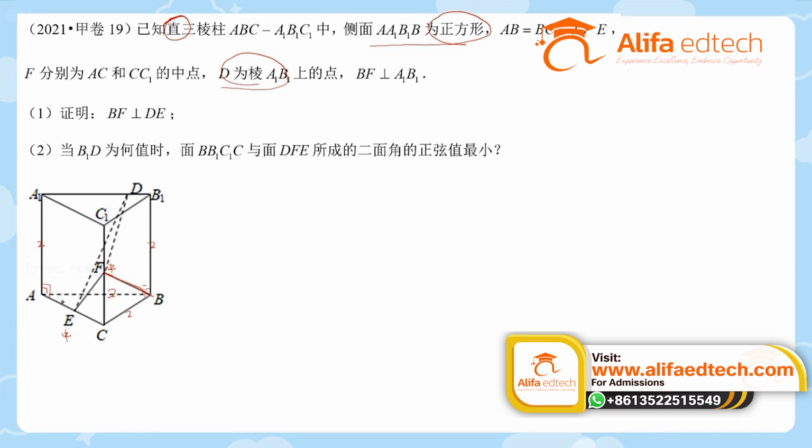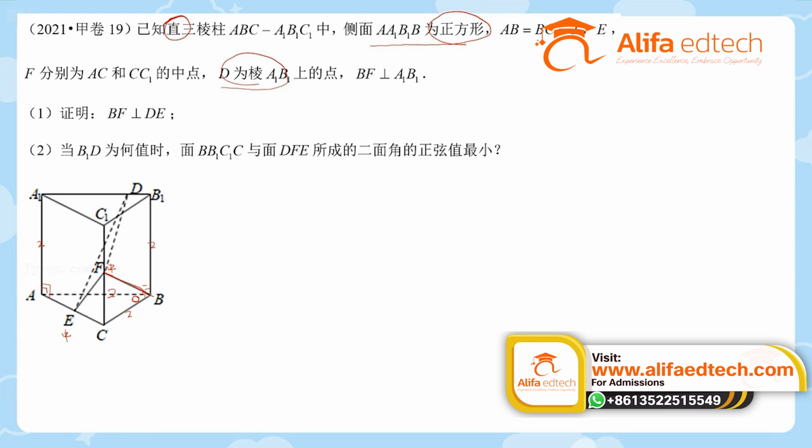As mentioned, BB1 is perpendicular to AB, so AB must be perpendicular to the side face BCC1B1. Naturally, it's perpendicular to any line in this plane, including BC, so we find that this angle is a right angle. Since it's a right angle, it means at point B we have mutual perpendicularity, so we can set up a coordinate system. So that's the idea.